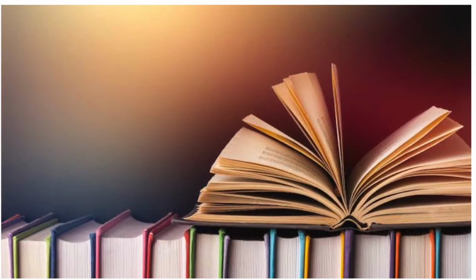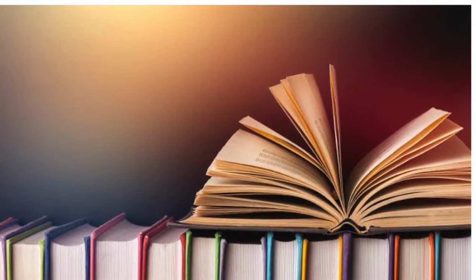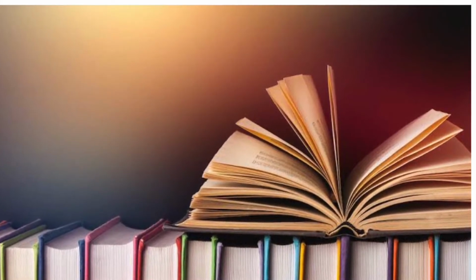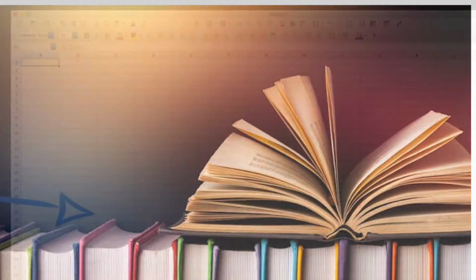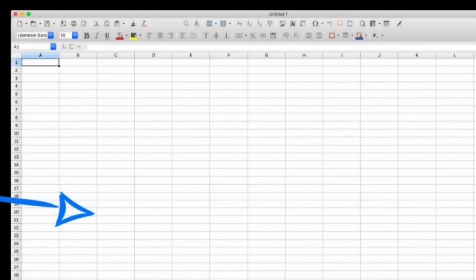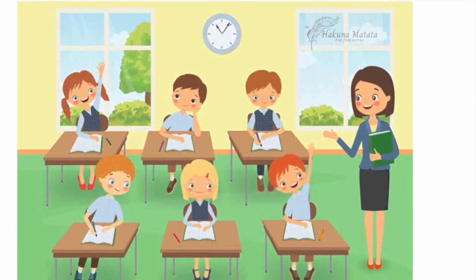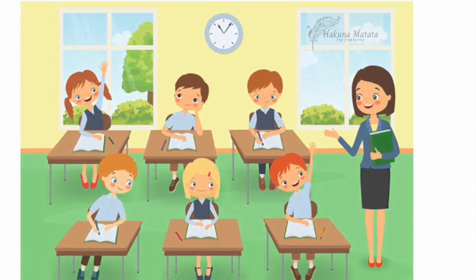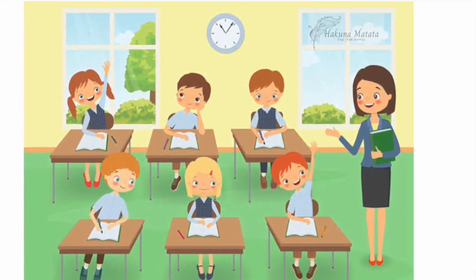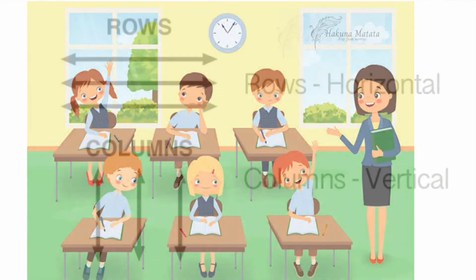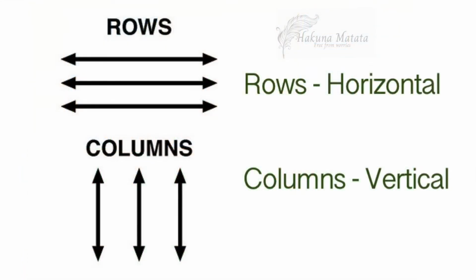As a book contains pages, an Excel workbook also contains pages. They are called spreadsheets or worksheets. Spreadsheets are made up of rows and columns. Before we see rows and columns, take a look at this picture of a classroom. The children are seated in horizontal and vertical lines. In the same way, data in Excel are arranged horizontally and vertically. The horizontal arrangement of data is called rows, and the vertical arrangement of data is called columns.